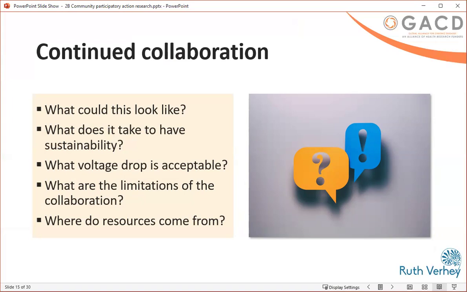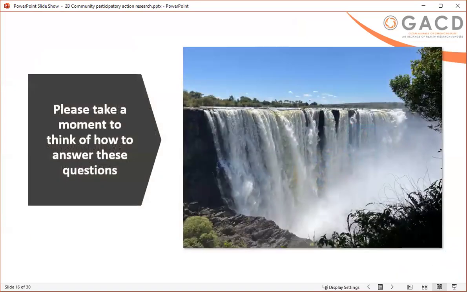In the end, of course, what voltage drop in our program is even acceptable? When are we stepping out and saying, this doesn't work? It worked during our programming, during the research period, but now it doesn't. What are the limitations of collaboration? Think resources and time, money, all of those things. And literally, where do the resources come from? Maybe take a moment, maybe stop this video for a moment and just think about, how would you answer these questions? While you maybe look at the beautiful Victoria Falls here in Zimbabwe.